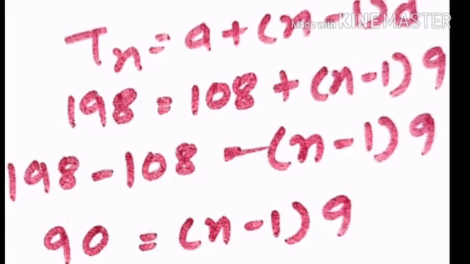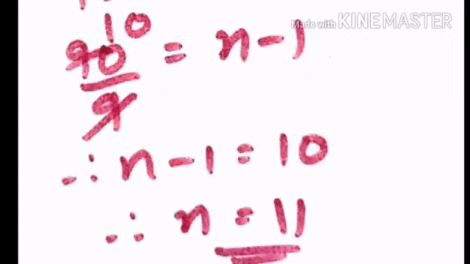So taking the calculation, 198 minus 108 is equal to (n minus 1) into 9. 90 is equal to (n minus 1) into 9. We divide 90 by 9, which is 10. So here n minus 1 is equal to 10. So total there are 11 terms in this AP. So we will now find the sum of these 11 integers.